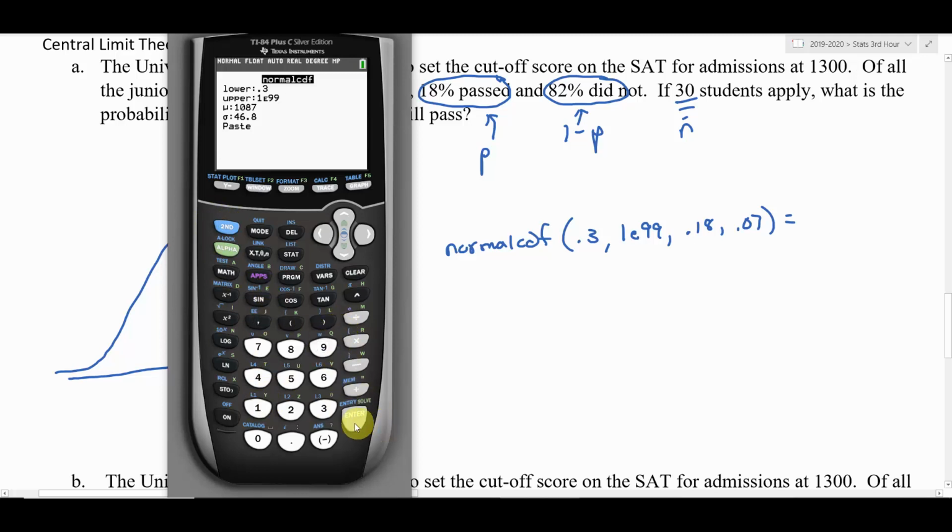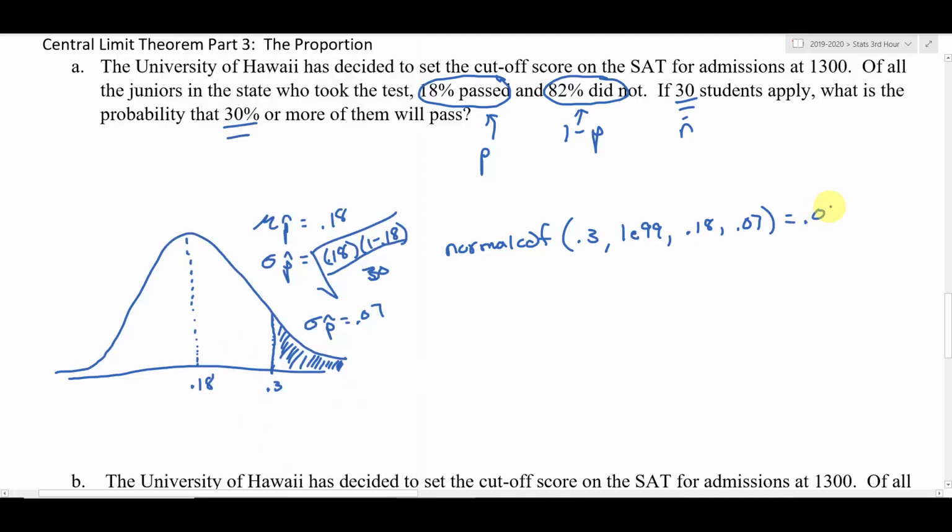For the upper bound, we've got 0.18 for the mean, and 0.07 for the standard deviation. Let's see what our probability is going to be here. We've got 0.043. There we go. So there's our probability that we're looking for.